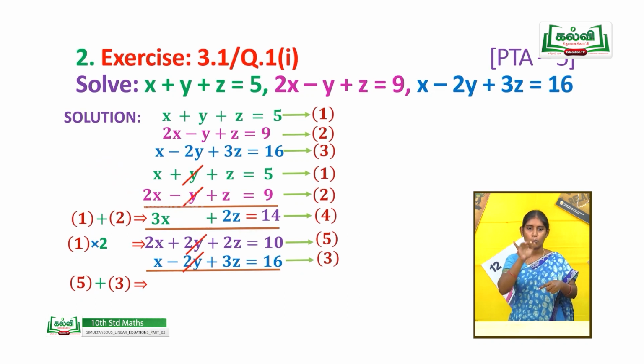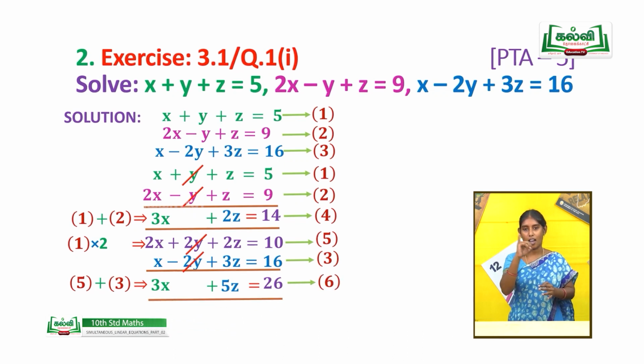Then 2x plus x becomes 3x, and 2z plus 3z becomes 5z. 10 plus 16 becomes 26. That's all. We got again a new equation containing the 2 variables x and z. So give it a new name. 5 is already given, so the 6th one it is.